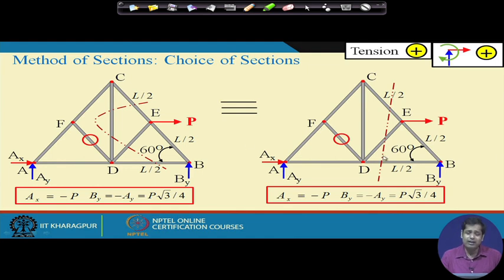So this is just one demonstration of how you choose a section, but no amount of theoretical demonstration can compensate for the effort you put into actually solving truss problems. As you solve more examples, that sense will automatically get generated.